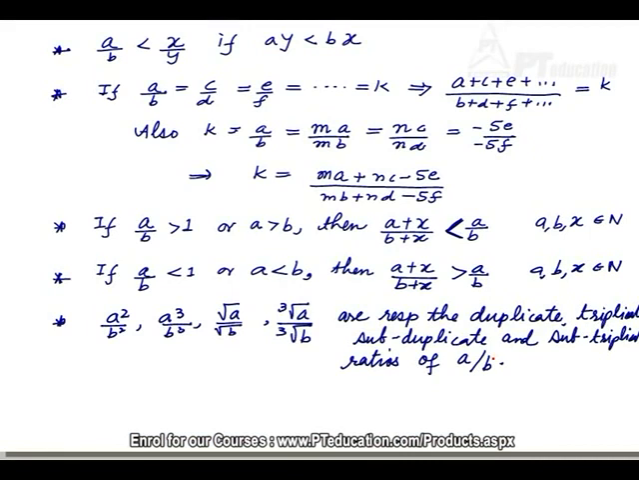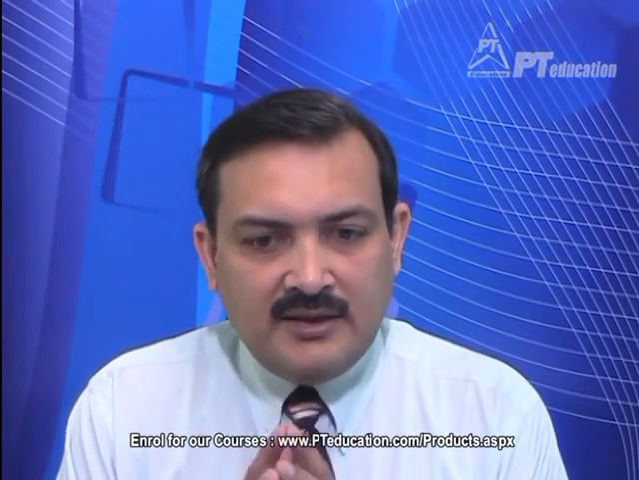And last but not the least, A square upon B square, A cube upon B cube, root A upon root B, and cube root of A upon cube root of B are respectively called the duplicate, triplicate, subduplicate and subtriplicate ratios of the parent ratio A is to B. I hope this important result summary was clear. Do revise it thoroughly. Let's move on.